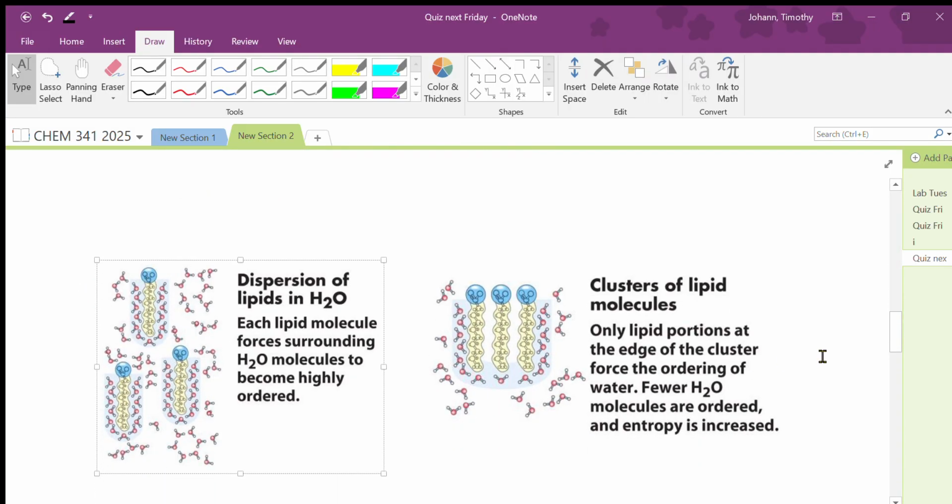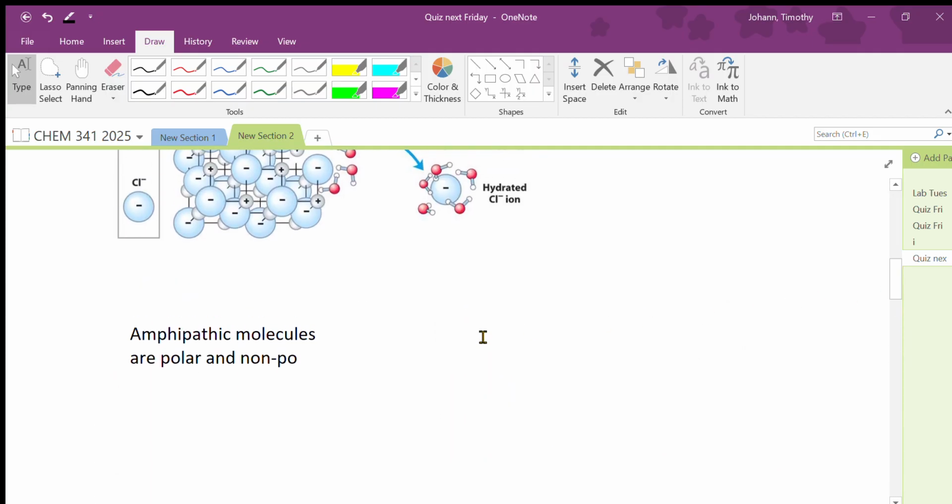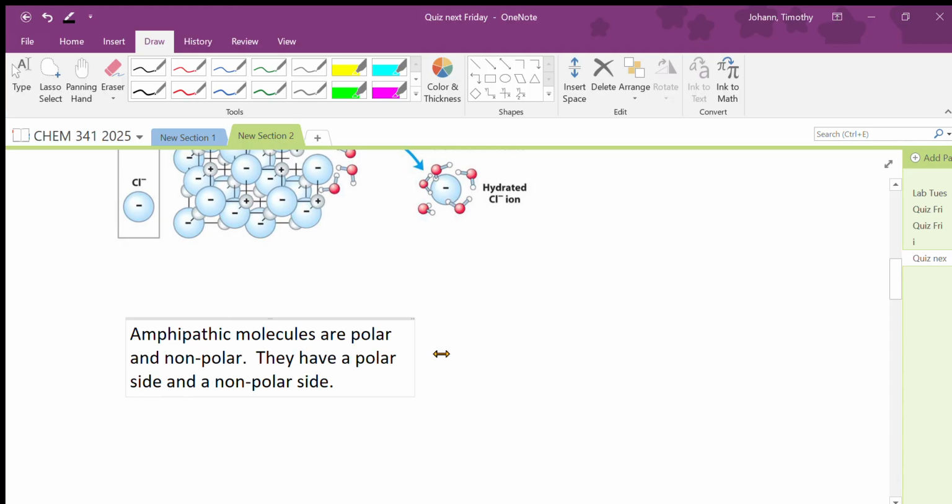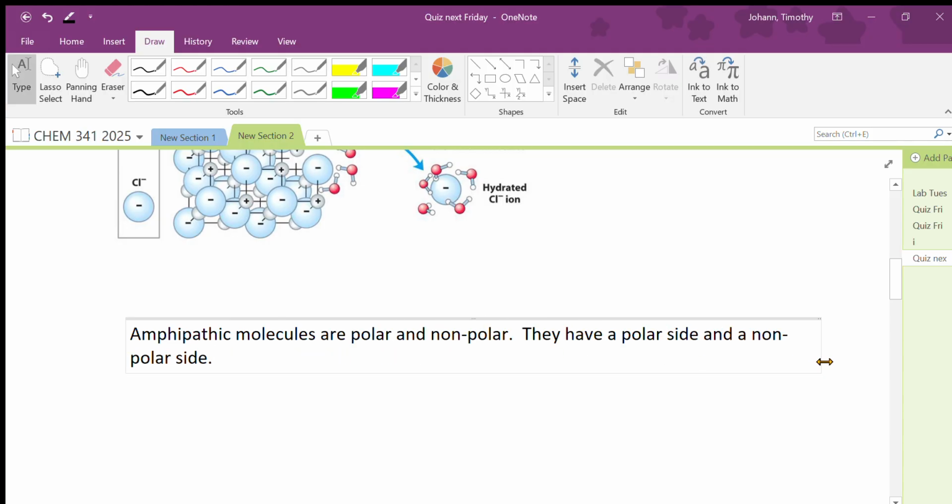And here's some examples. They have a polar side and a nonpolar side. Can anybody think of an example of one of these? What was that? Amino acid. Amino acids, yes, there are amino acids that do that. I'm not going to use them for my example, but yes, agreed. Soap, yeah, soap does that. That's how soap works. And soap is essentially fatty acids.